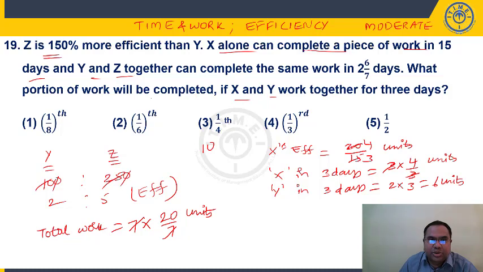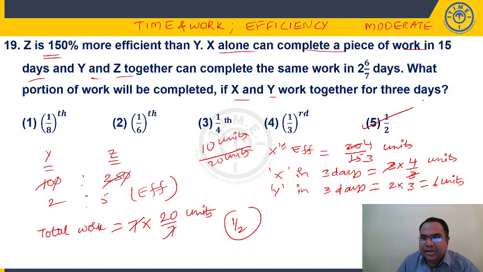So both of them are doing how many units? 10 units. So what is the question? What portion of the work will be completed if X and Y work for 3 days? They are doing 10 units, right? Out of total 20 units. That means 10 out of 20, they have done half of the work. Half of the work is present in fifth option.